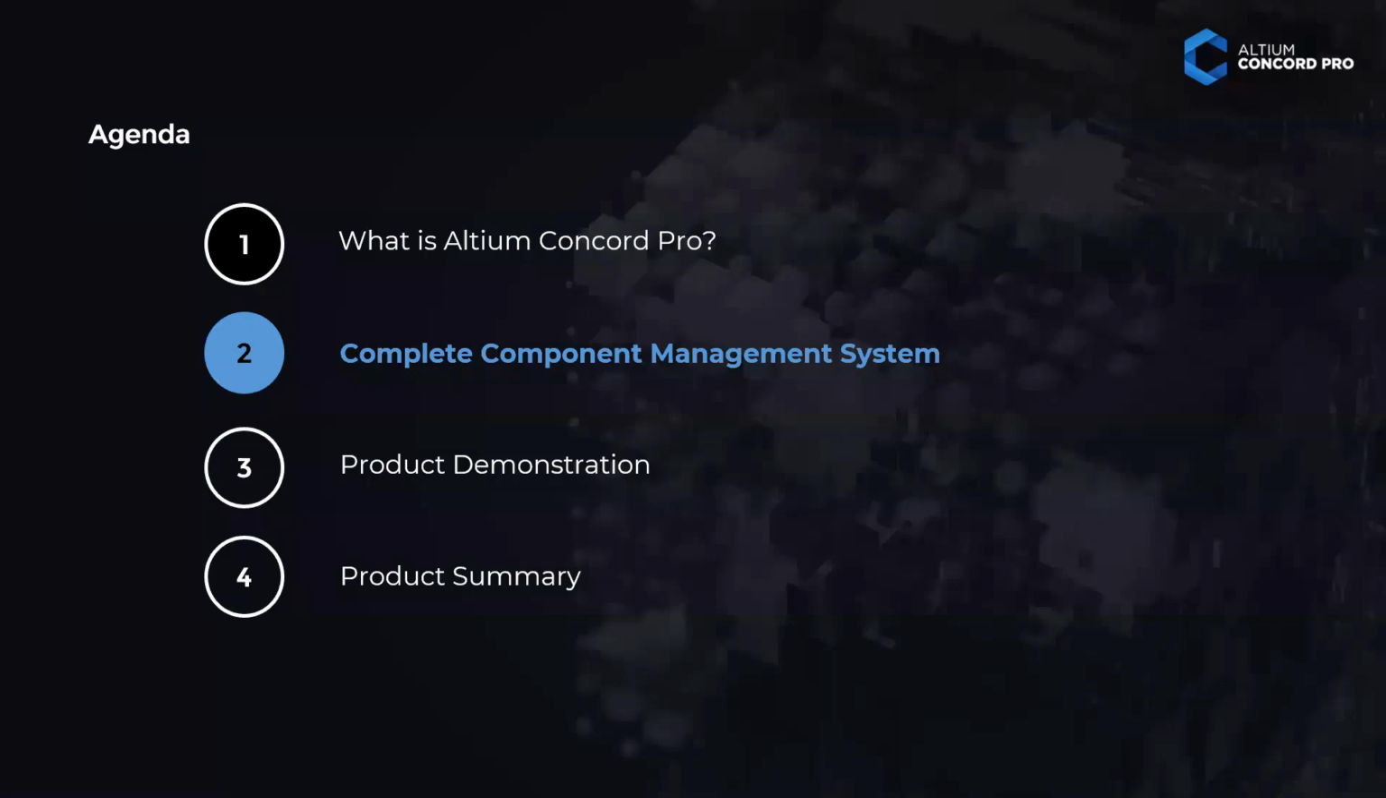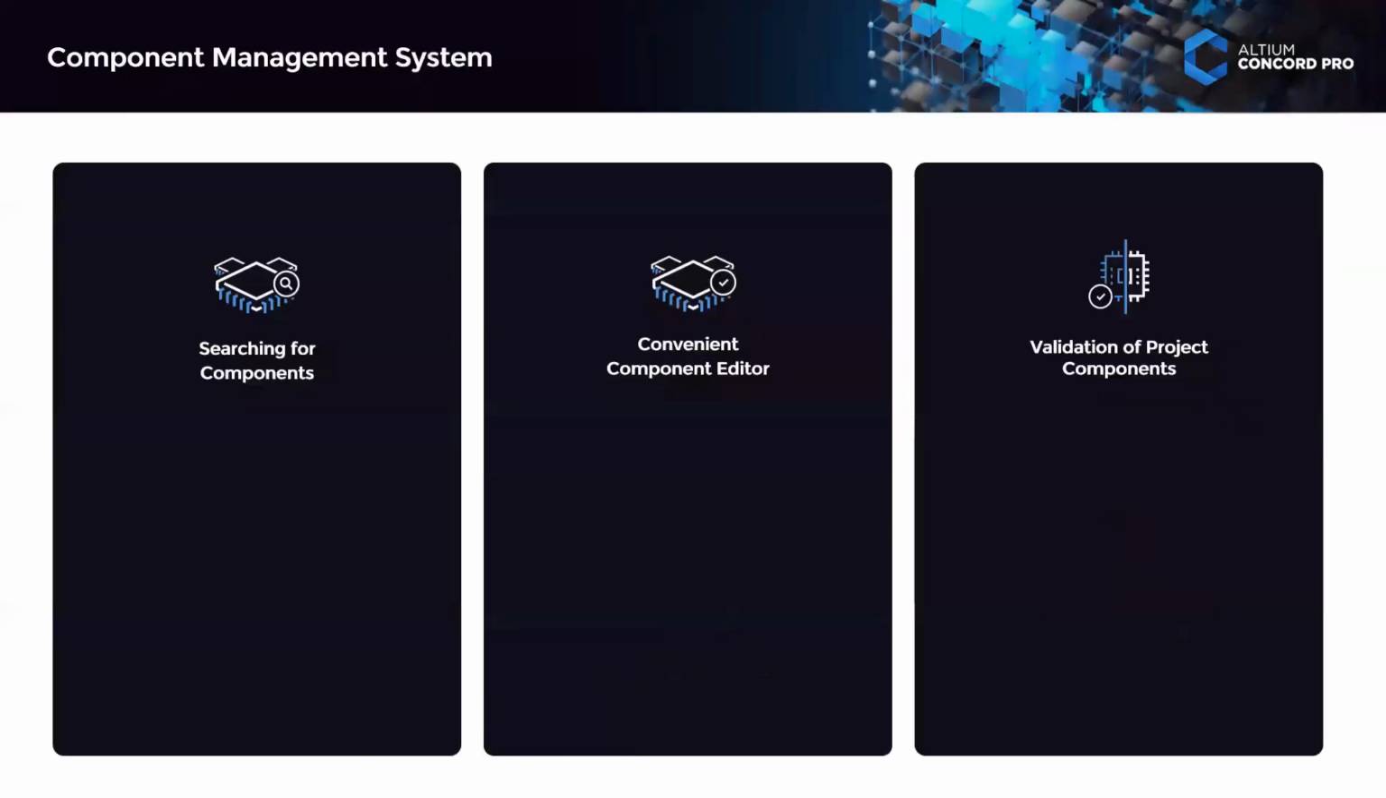Now we have a small introduction about what Concord Pro is. Now we are going to see the component management system. What is the main thing inside the complete component management system? Actually, component management is made up of two things. One is the model, the other is the data. The first one, the model, covers the symbol, the footprints, and the 3D models. The second one is the data. Data represents the parameter list, also the manufacturer and part details, and part choice. All this information comes under the data sheet.